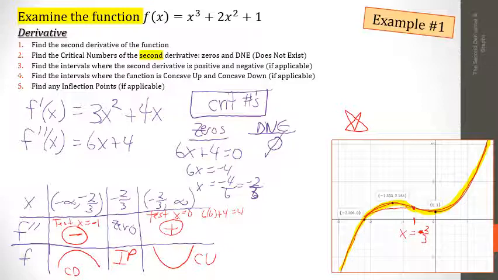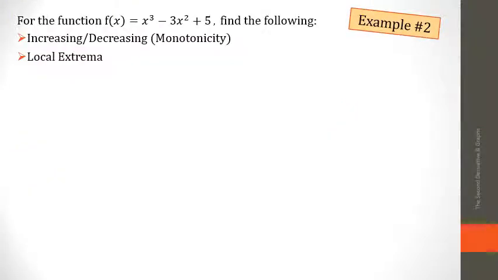Usually you would do all of the things: find increasing, decreasing, local max, local min, concave up, and concave down, and then combine it all on a picture graph. For example number 2, we're going to look at increasing and decreasing monotonicity, local extrema, and then after that, concavity and inflection points.